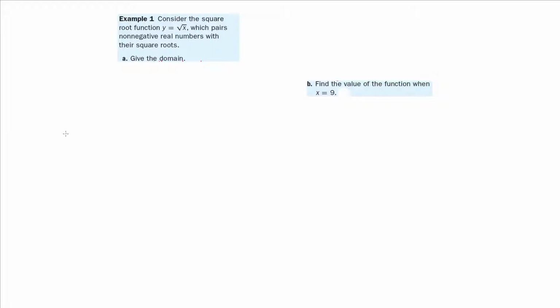So y then would be the range or the dependent variable. So the domain are the possible x values.